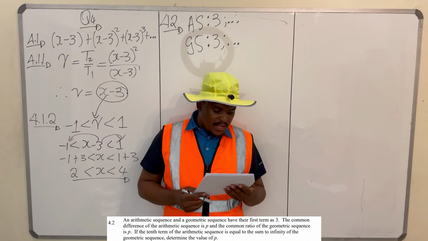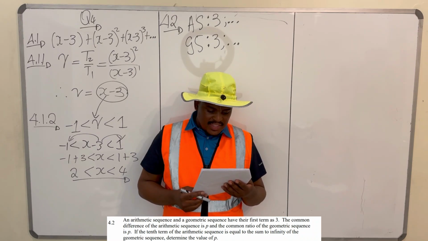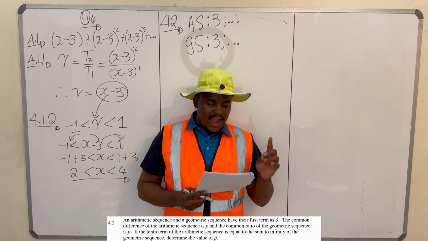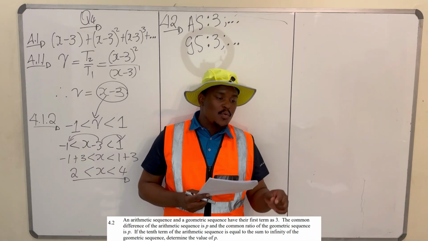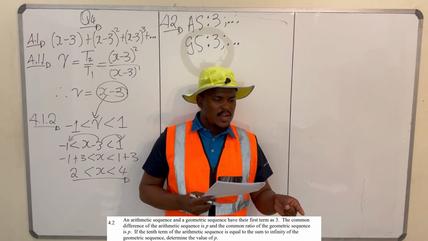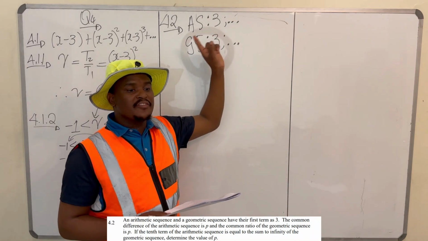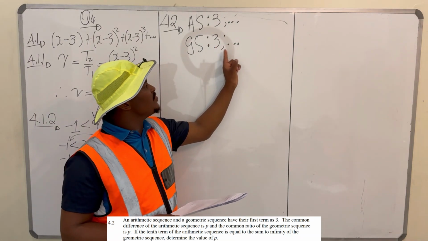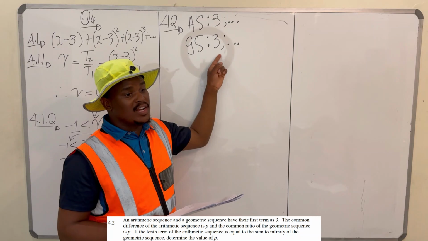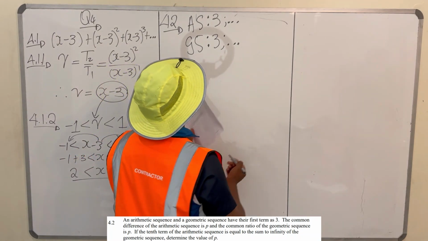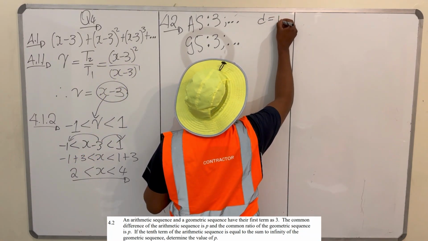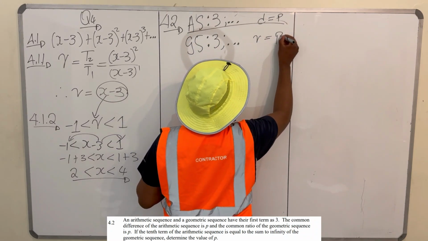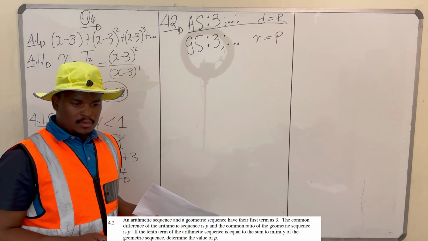They are saying the common difference of the arithmetic sequence is p, right? Yes. And the common ratio of the geometric sequence is also p. Do you understand? The arithmetic sequence has the common difference of p, and the geometric sequence also has the common ratio of what? p. So which means here you have your d equal to p for the first one, and then you have your r to be what? p for the second one. Are you guys with me?